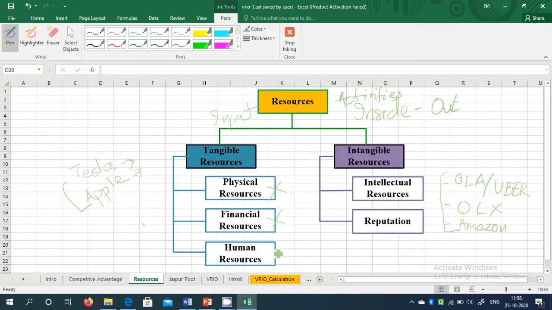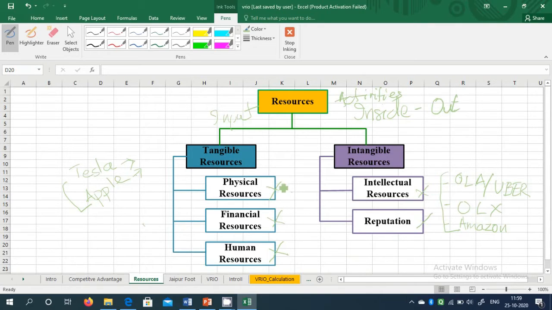Human resources, the type of human resources, their productivity with respect to a particular individual employee, can also be achieved by some other companies. Intellectual resources, suppose you have hired very good human resources, that intellectual resources like copyright and patent can also be achieved by some other players, so these things will not remain unique. Reputation can also be acquired by others.